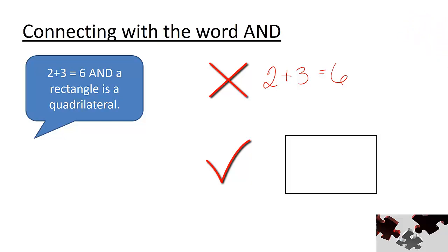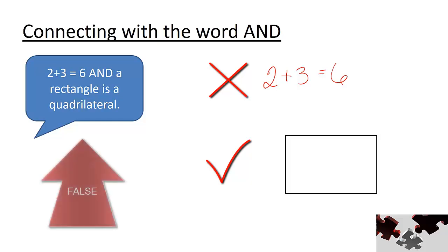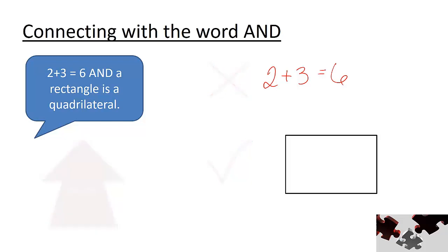Since we're working with the AND connector, the only way our compound statement will be true is if both individual statements are true. Because one of them is false, we know our overall compound statement must also be false.